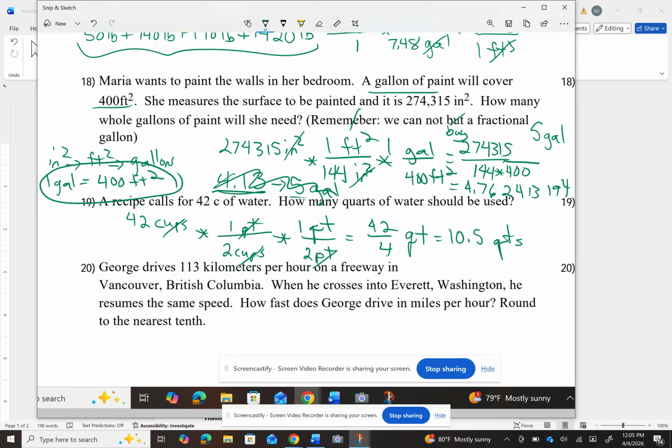All right, so what if we were doubling that recipe? Well, then I would need double that. I would need 21 quarts.